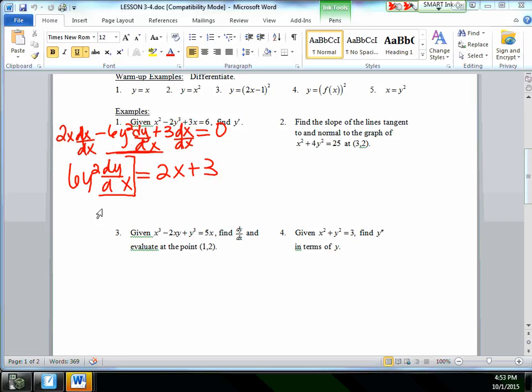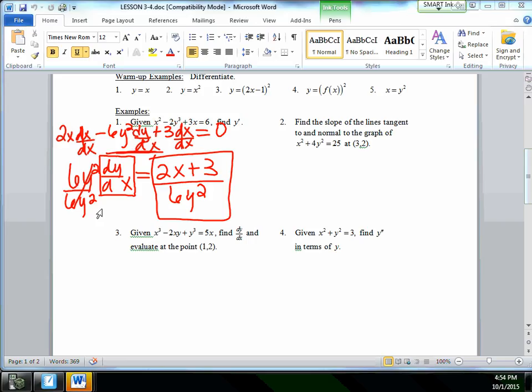So our last move, we need to solve for dy/dx, which means we need to move the 6y squared. How do we move 6y squared? Well, we divide. So there is our derivative: 2x plus 3 over 6y squared. And I know a lot of you are thinking, that just looks a whole lot worse than what we started with, but that's okay. It represents the slope of that equation at any given point.